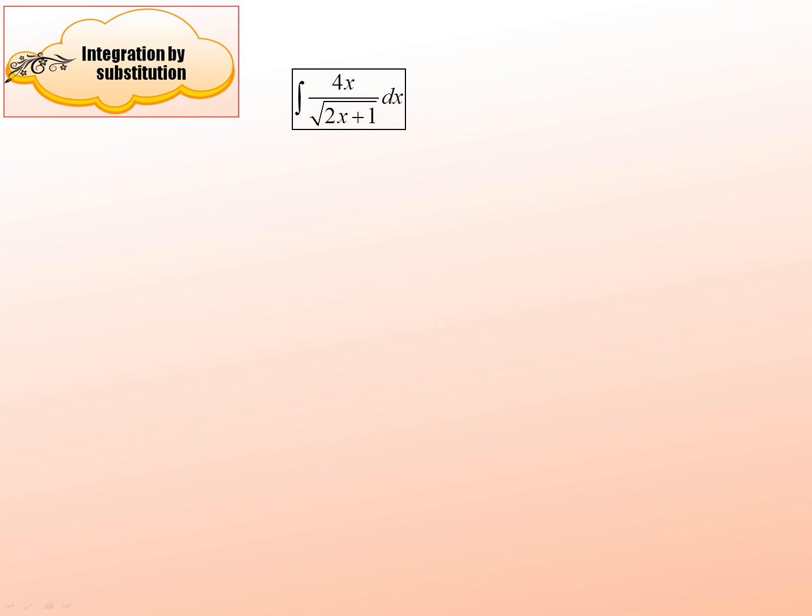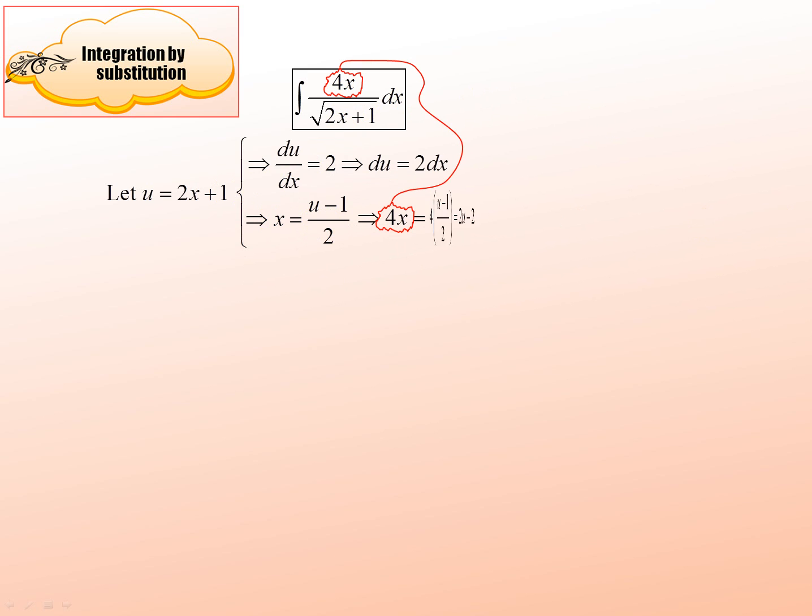Here's another switch around. We need a monomial, which we can get easily. Let u equal 2x plus 1. That means du by dx, du. Now we need to find what 4x is equal to. Well, we know x is equal to u minus 1 over 2. So 4x is equal to 4 times that, which is 2u minus 2. So I have the 4x, I have square root of u, and I just need to create a 2dx, which means I need a half in front.